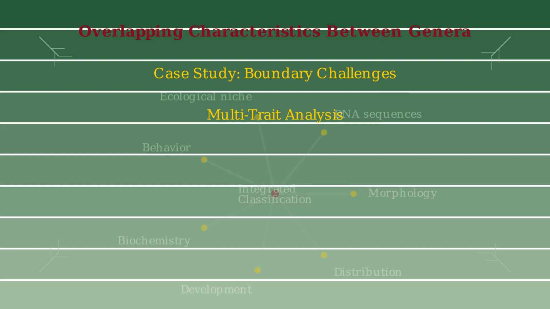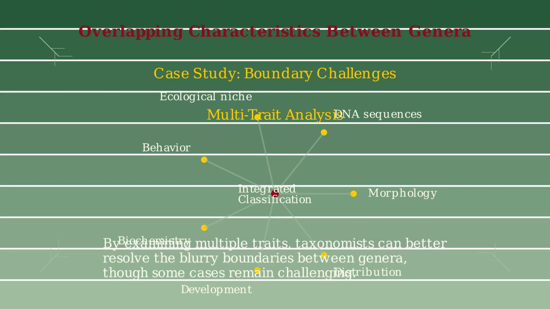This approach integrates multiple lines of evidence, including morphology, DNA sequences, ecological niches, behavior, biochemistry, development patterns, and geographical distribution. By examining multiple traits, taxonomists can better resolve the blurry boundaries between genera, though some cases remain challenging and subject to ongoing research and debate.